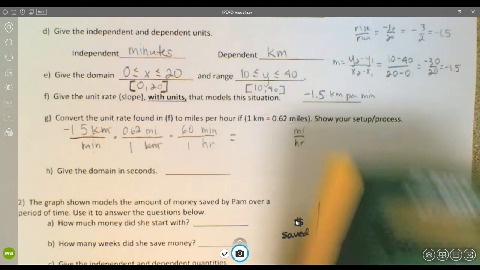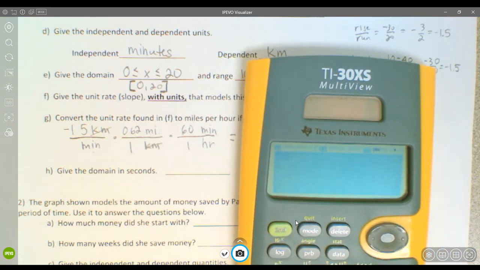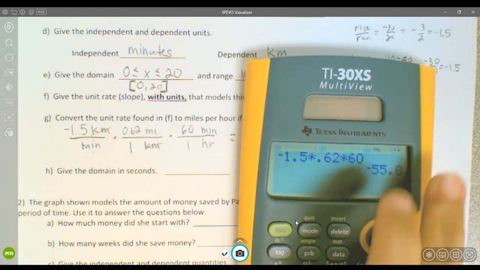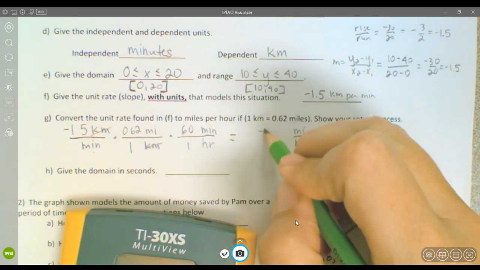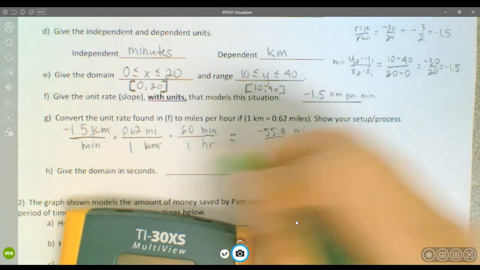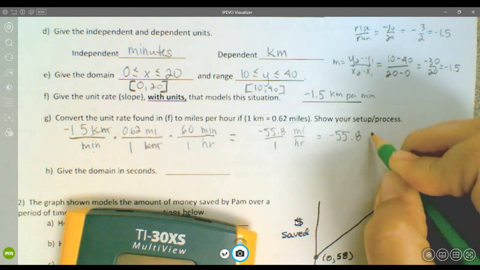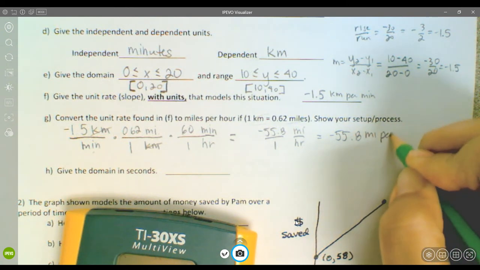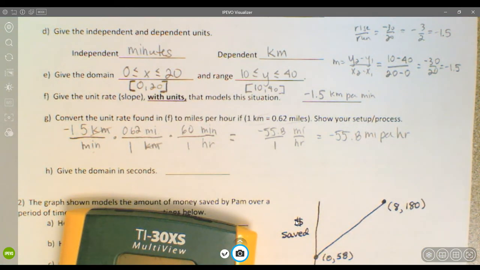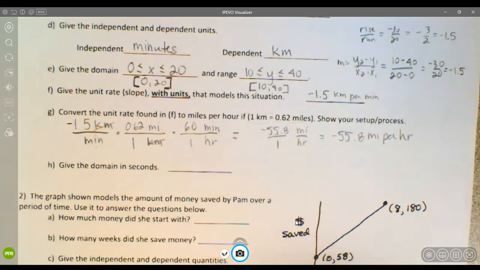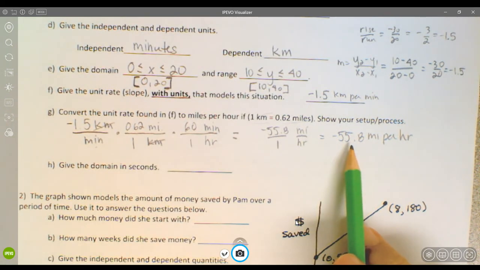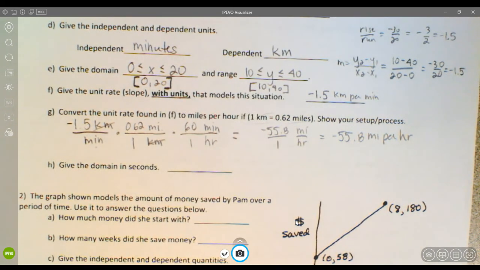So I have negative 1.5 times 0.62 times 60, and I get negative 55.8 when I divide that by 1. Everything in the denominator is 1. So it's negative 55.8 miles per hour. Excellent. So you can see he had to have been driving because you can't walk that.